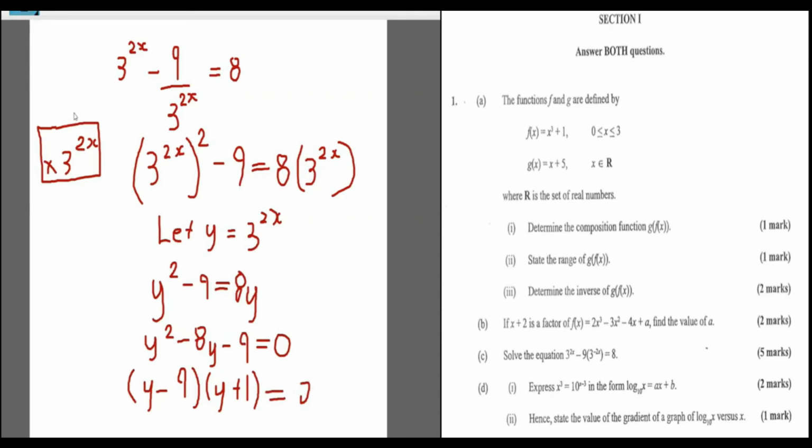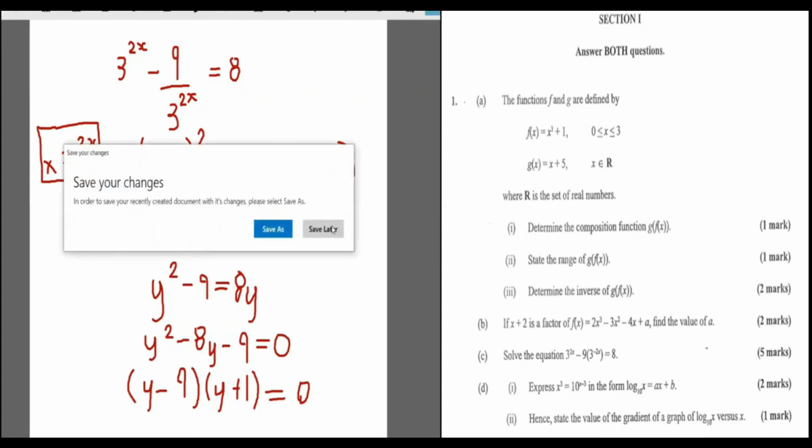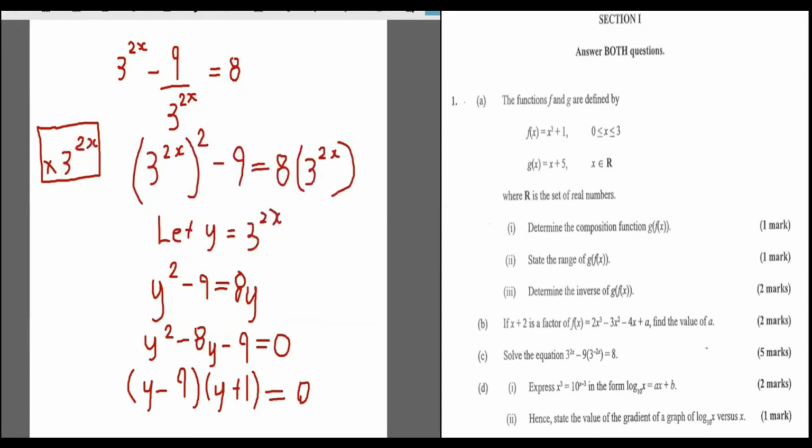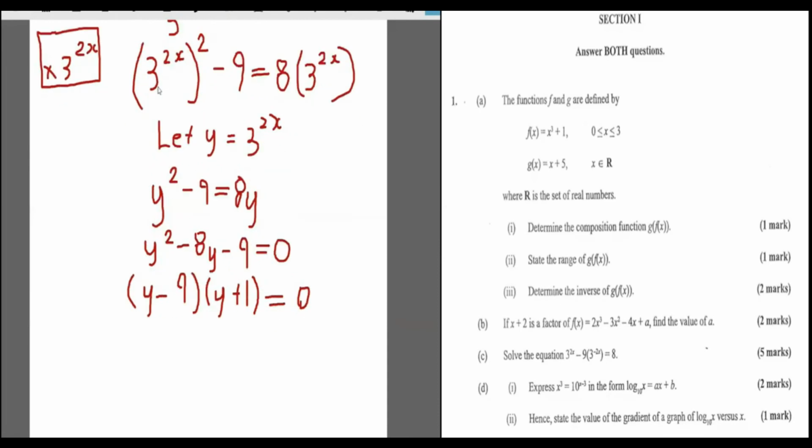Nice and easy. Now that we have this, it is easy to solve for x. It's very easy. So we just need to remember, of course, what was y?